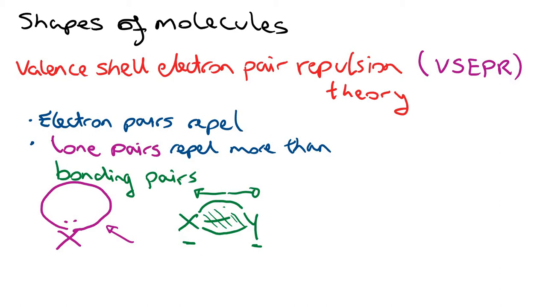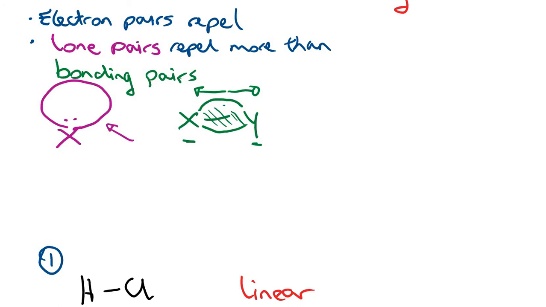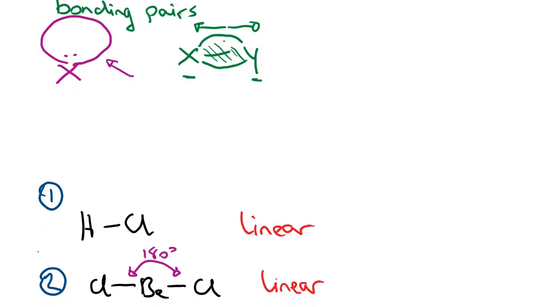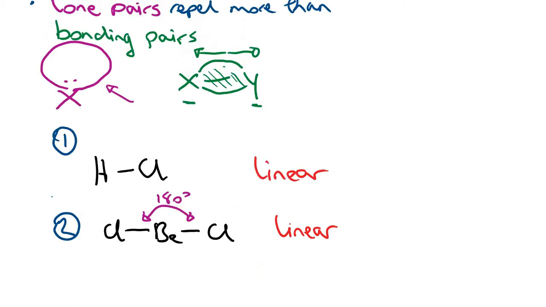So I've got one bonding pair of electrons. Here I can look at HCl. Well, that's going to be a linear shape. So in red there I've written the shape. That's going to be a linear shape. Then if I increase the number of electrons around a central atom and now call that central atom beryllium, what I'll see is that the beryllium here, beryllium dichloride, has two chlorine atoms. It's only got two electrons around its outer shell. They're bonding electrons. They go as far away from each other as possible, and that means the shape is linear.